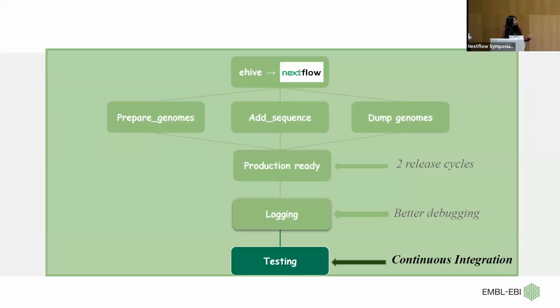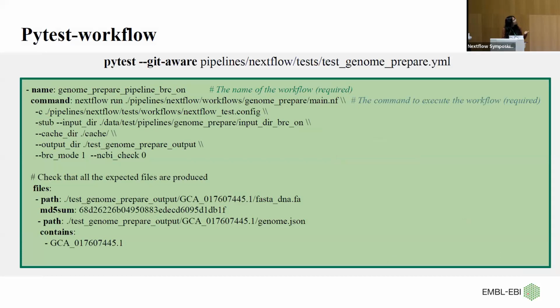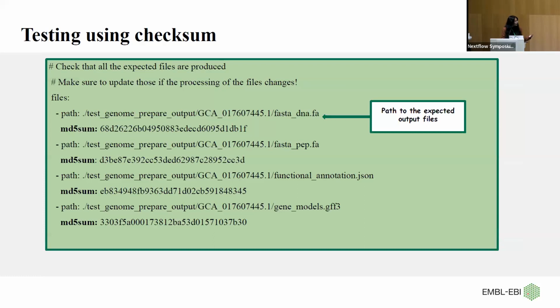And then next, for continuous integration, we use testing. Testing is also done by PyTest. So in PyTest, you require a YAML file, in which you give a name, which is the name of the workflow, then the command which needs to run, and also files. So files contain the path for the output files which we expect, and then you check them by MD5 sum. So this is how we continuously check all the changes that we make to our pipelines.